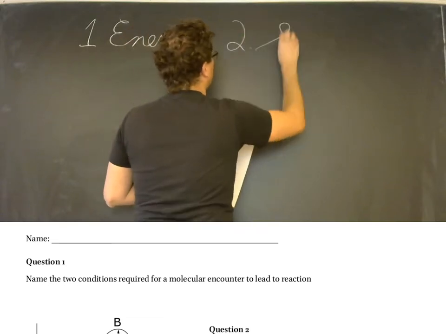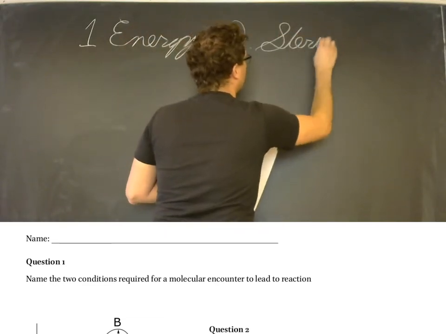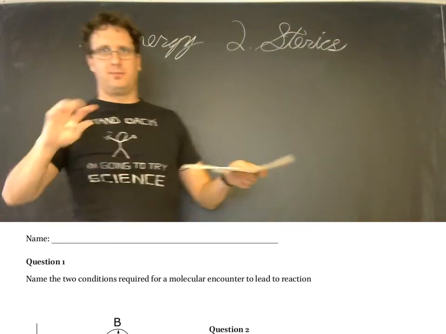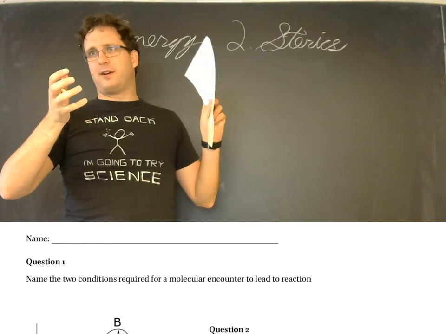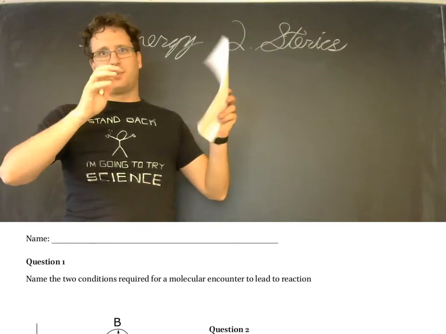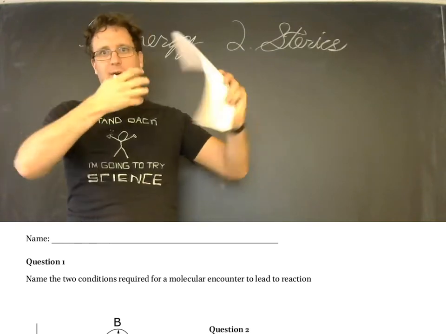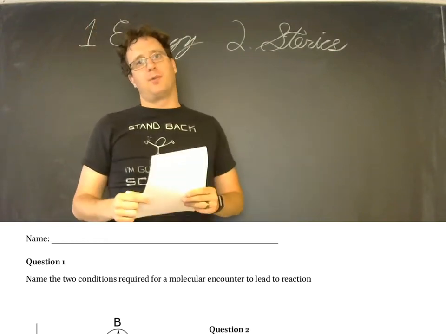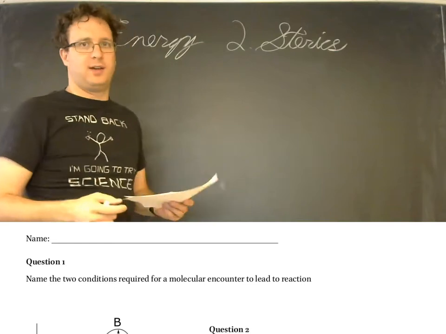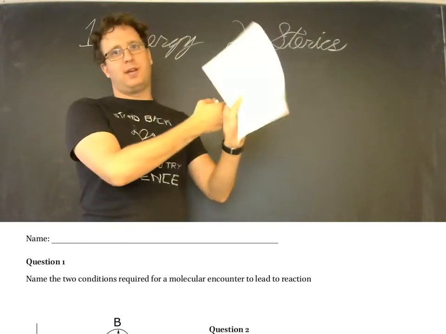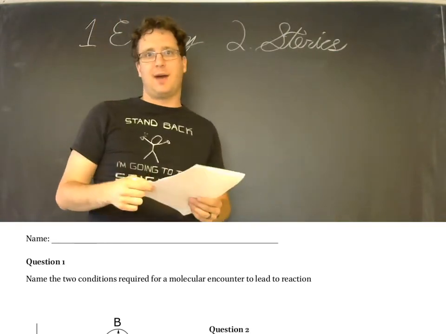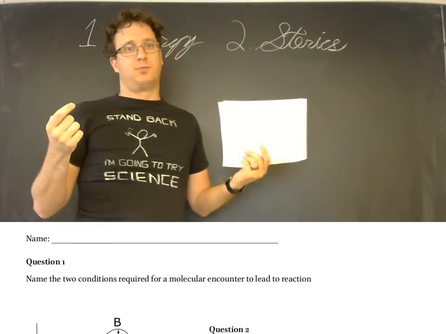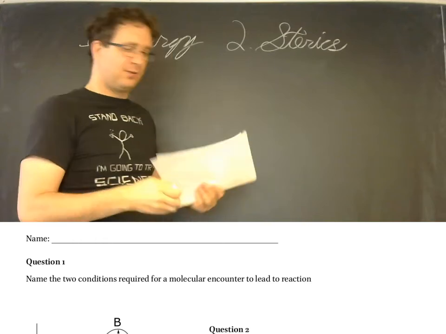And two is what we call sterics, which is kind of a blanket term for all of the different factors, like that they need to be facing the right direction, they need to be twisted the right way, they need to come together in the right orientation in order for the reaction to proceed. And if they collide in the wrong orientation, the reaction simply can't happen. The atoms aren't in the right positions to break and form bonds in the way that they need to.